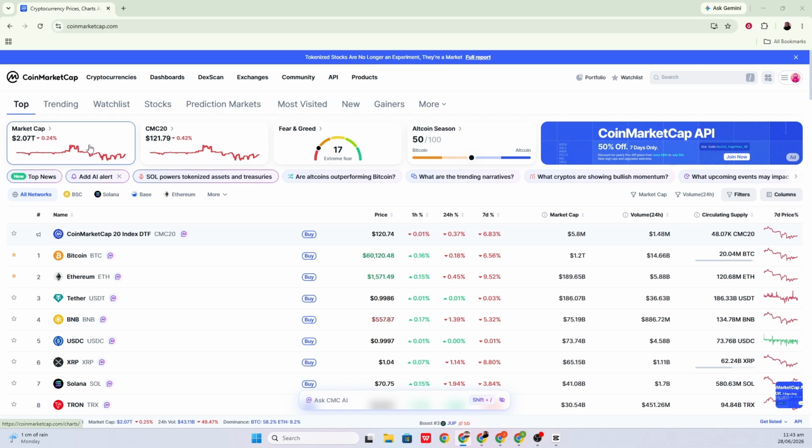Next, check the 24-hour volume metric. This shows the total trading activity across exchanges during the last 24 hours. Compare trading volume with price movements to review the strength of current market trends.